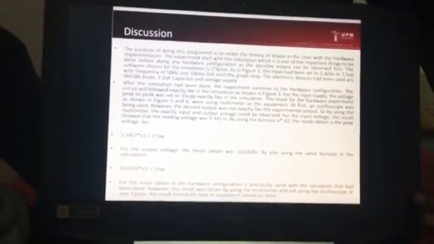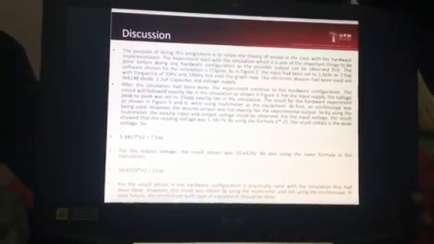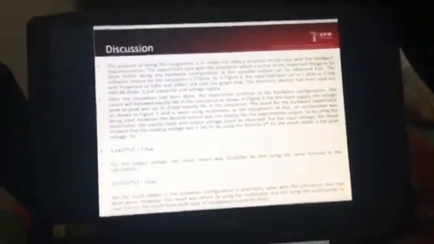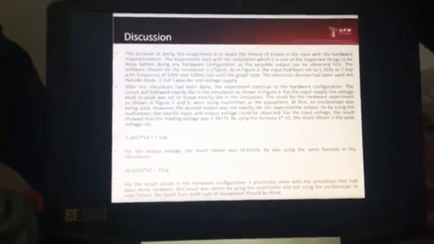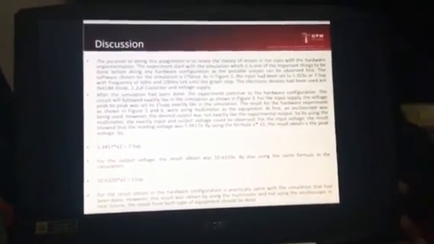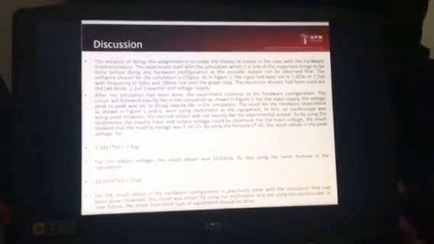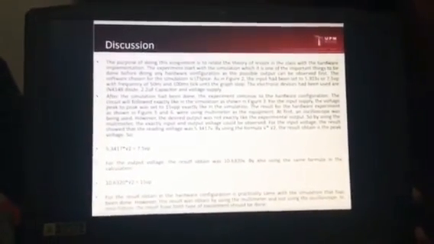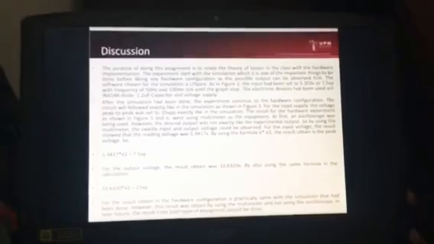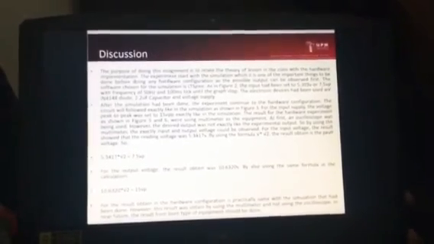For this simulation and hardware, we are using two kinds of electronic components: a diode and a capacitor. We are using the 1N4148 diode, and the capacitor is 2.2 microfarad. Why 2.2 microfarad? Because this is the capacitor we can get in the lab. Okay, so there is a calculation below here.